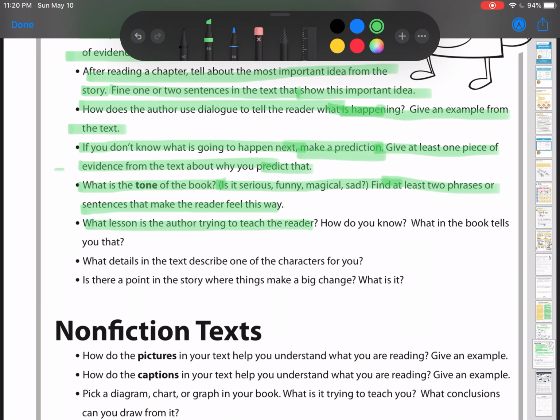What lesson is the author trying to teach the reader? How do you know? What in the book tells you that? What details in the text describe one of the characters for you?